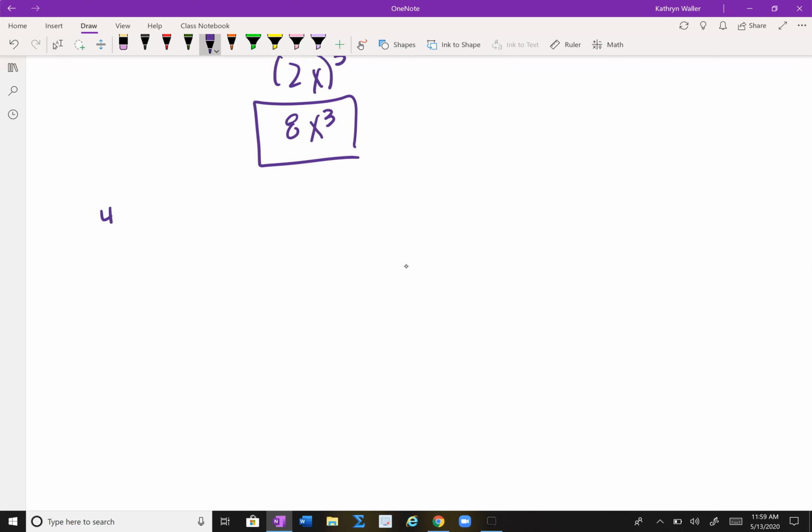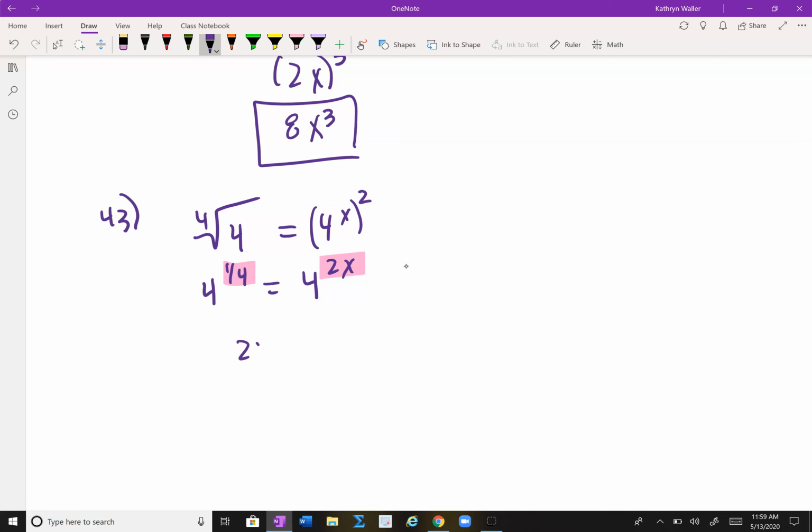Okay, 43. Solve for x. So when I look at this, I see a base of 4 on the left and a base of 4 on the right, which is nice. So the 4th root of 4 is 4 to the 1/4. This is 4 to the 2 times x, which is 2x. If 4 to this equals 4 to that, those things must be equal. So 2x must be 1/4. I have to divide by 2.